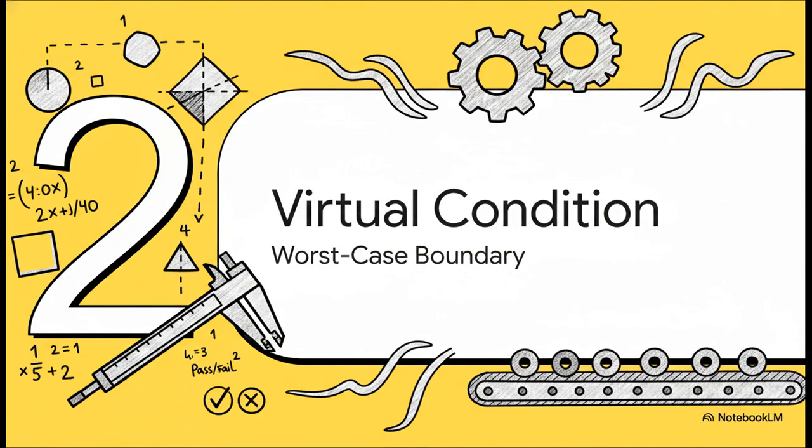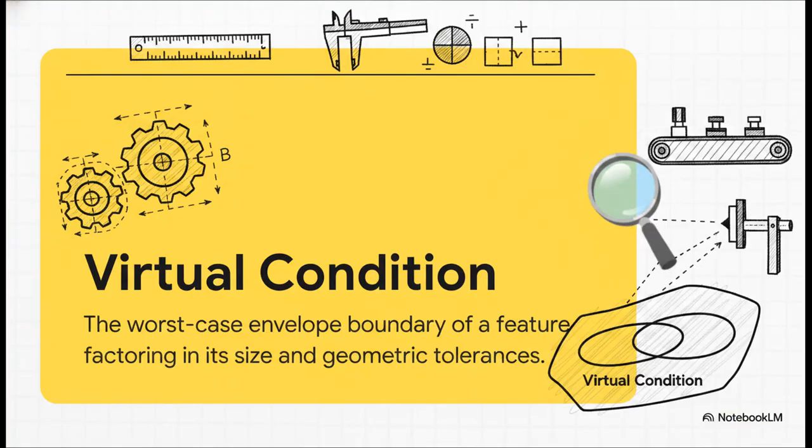Moving on to Part 2, understanding virtual condition and calculating that worst-case boundary. Right, so to design a physical tool that actually provides that instant pass or fail, we absolutely have to nail down the underlying math. And that brings us to the virtual condition. This represents the absolute worst-case scenario envelope boundary of a feature. It combines both the feature's size tolerance, your standard plus or minus, and any geometric tolerances applied at maximum material condition, or MMC, or least material condition, LMC. Basically, it's the absolute physical limit where a part will still successfully mate.